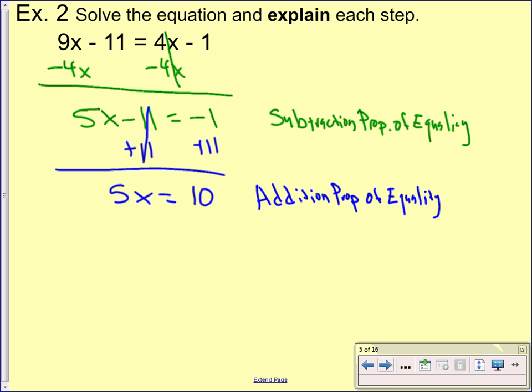Finally, I'll isolate the variable using division. Divide by 5 on both sides. I get x equals 2. Justifying that step with division property of equality.